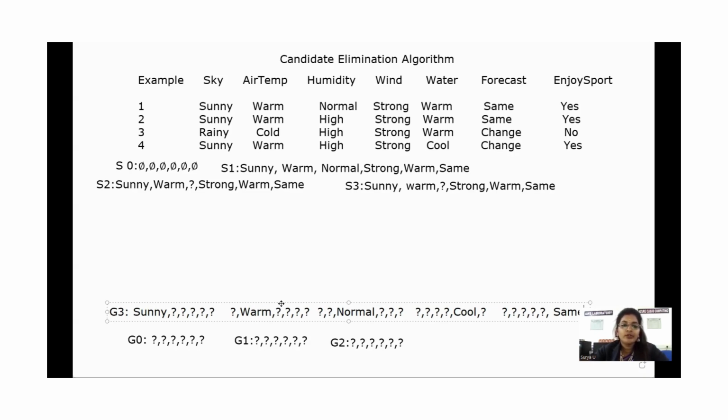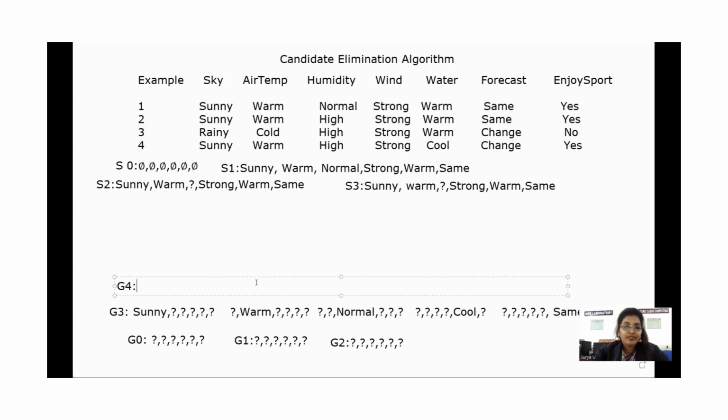The next step is we are moving on to G4. Sorry, not the fourth value, the fourth example. Again, you have to check whether the fourth example is a positive or negative value. This is a positive value. So we'll start from the G value. Whenever it is positive, as I said, we have to start from G. Whenever it is negative, we have to start from S. S is nothing but the specific hypothesis. G is nothing but the general hypothesis. So now we are going to start with G4. Let me tell you how to convert and write this example into G4.